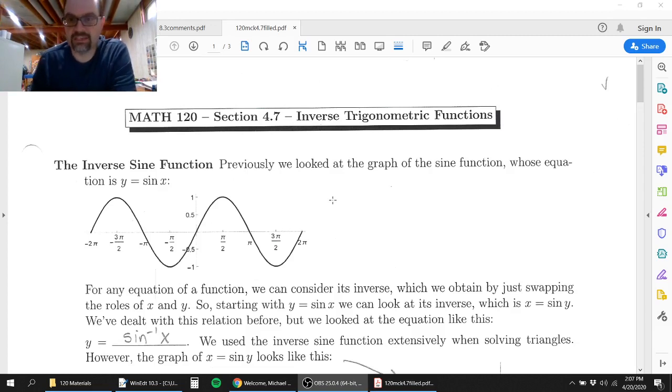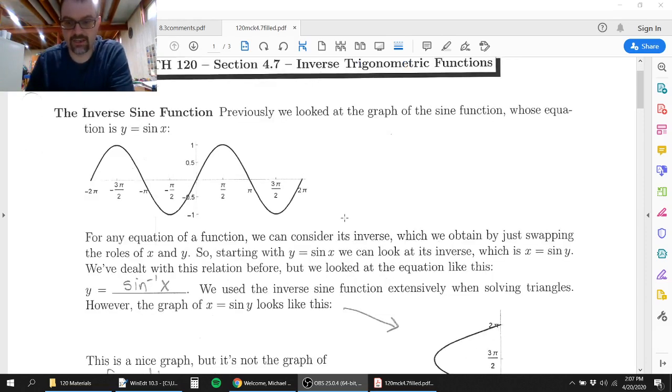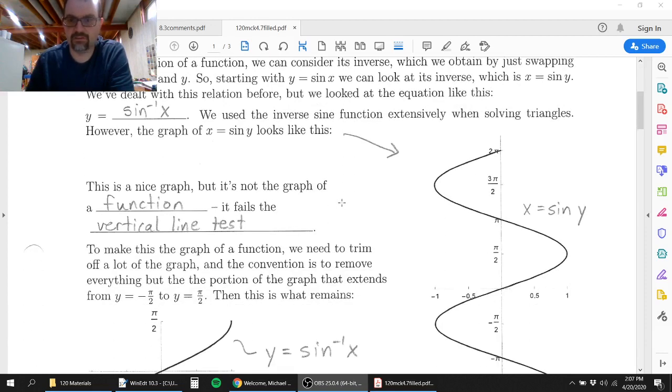But the problem with that, maybe you remember from previous math courses, is that that's not the graph of a function. For a function, we want to plug in one number and get one number out. And one way to check to see if your graph is the graph of a function is the vertical line test, and this guy fails it like crazy.